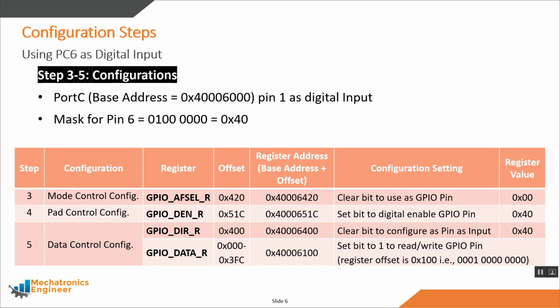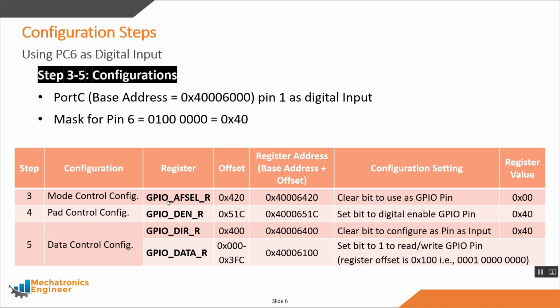Every GPIO port comes with a set of registers that are used to perform different types of configuration of that GPIO port. For all the GPIO ports, these registers have unique offset values, and their address can be found by adding this offset value to the base address of the port. First, we discuss the configuration steps for port C, where we are interfacing our push button. So the mask value for pin 6 will be hex 40.